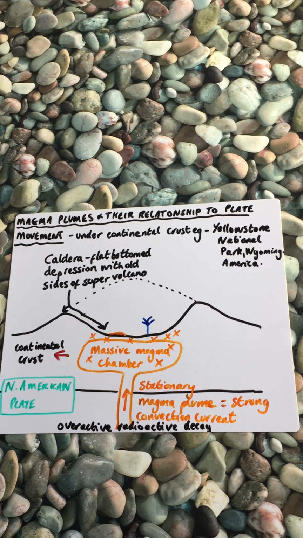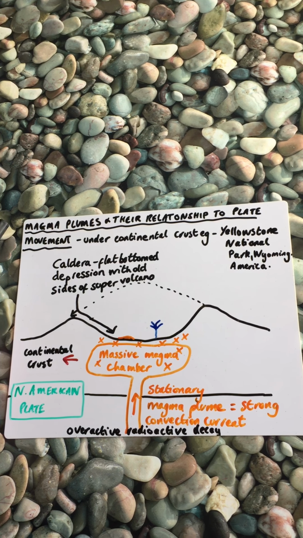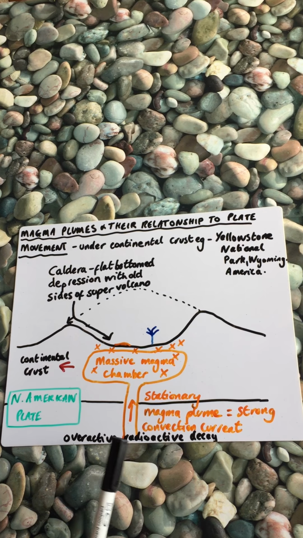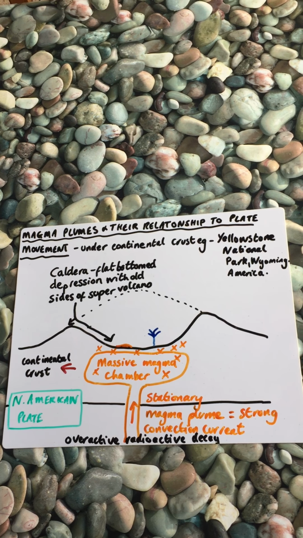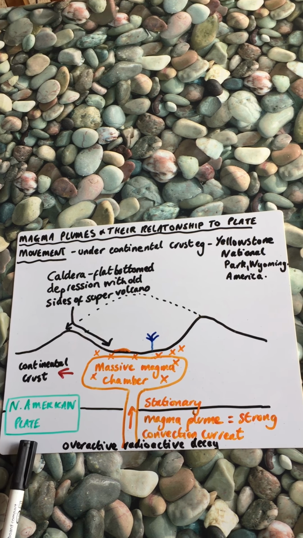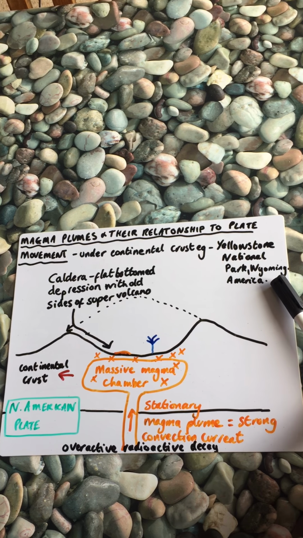Okay, so this is the second situation with magma plumes. So again, it's magma plumes and their relationship to plate movement. But the difference here is the magma plume is underneath continental crust. And this is the North American plate. So where are we? We are in America. We're actually in Yellowstone National Park.